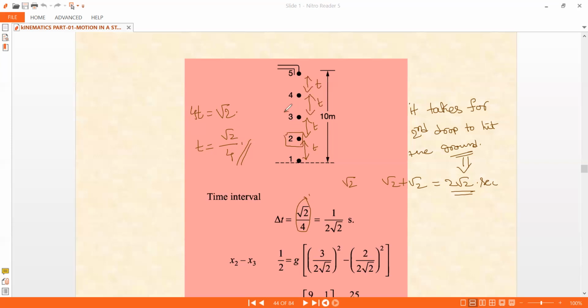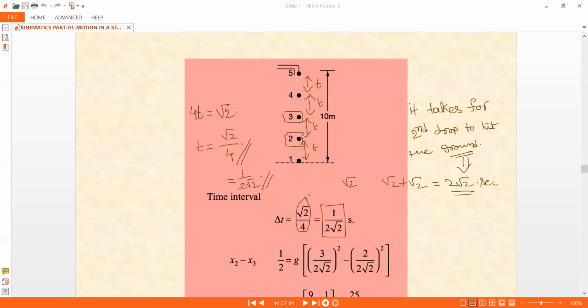So we need to check the release of the third drop. Like this, you have to see the time intervals. So this will be root 2 by 4, and that will be the time interval you see. That is the t. This time interval is 1 by 2 root 2 seconds. So that happens to be 1 by 2 root 2.